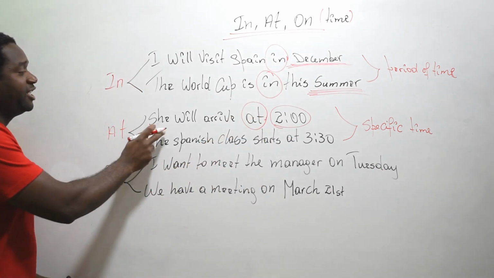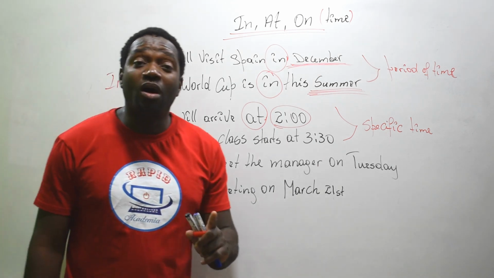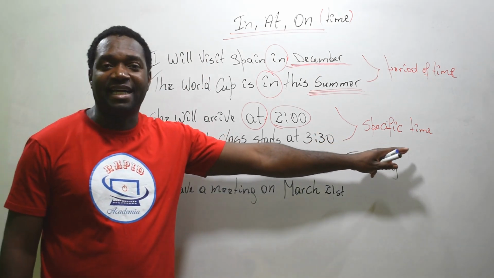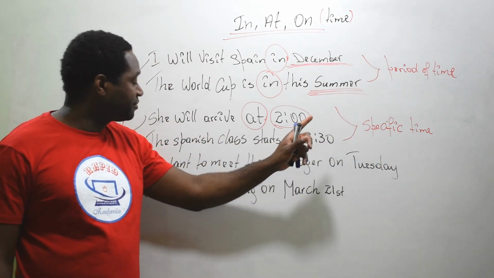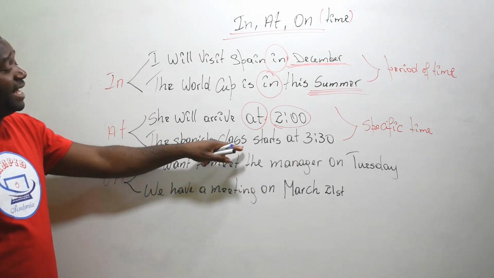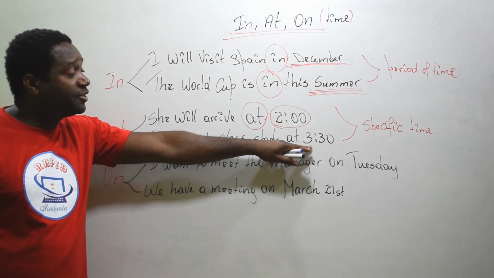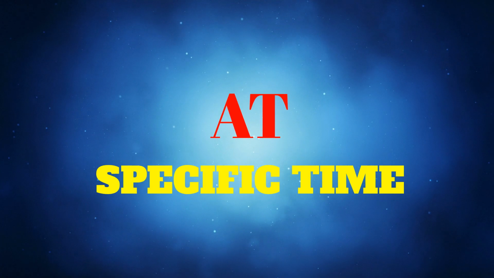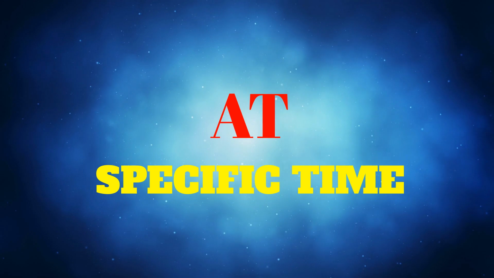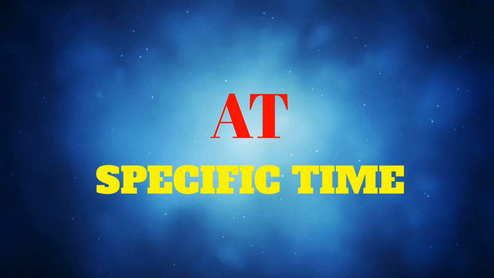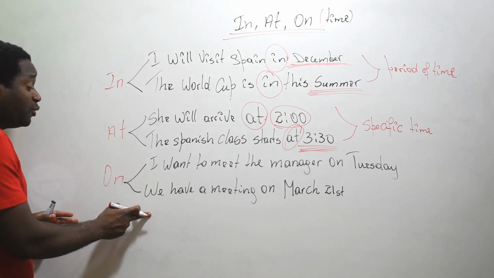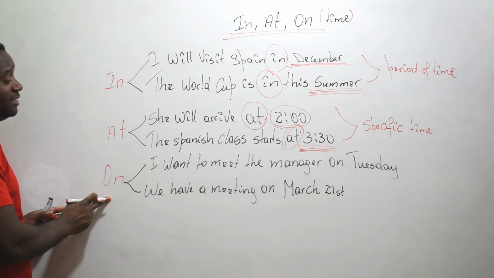At. She will arrive at 2 o'clock. Specific time. 2 o'clock. The Spanish class starts at 3:30. 3:30. Specific. So we use at. When do we use on?